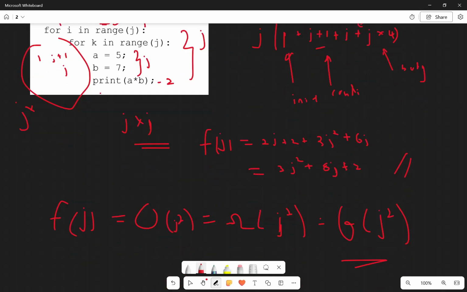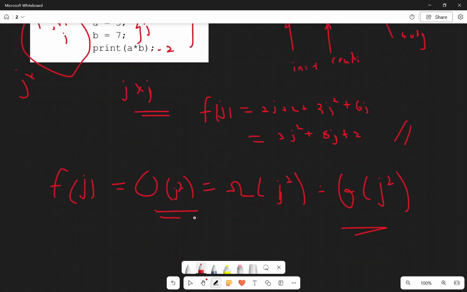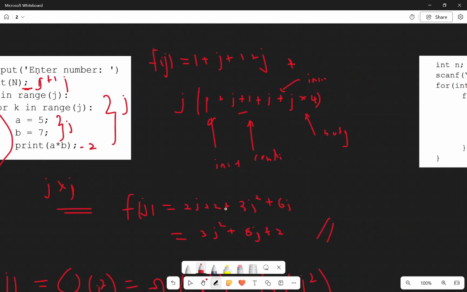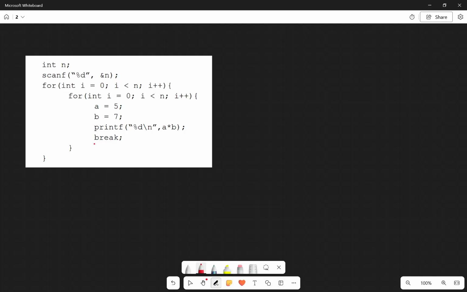So if there are two for loops, if there's an inner loop, people say it's big O of j squared, which isn't actually true. As you can see over here, there are two for loops, but if you take a look at this, you will notice that the inner loop only executes once. It doesn't get executed n times. Why? After executing once, we have this break command which stops the execution of the for loop.